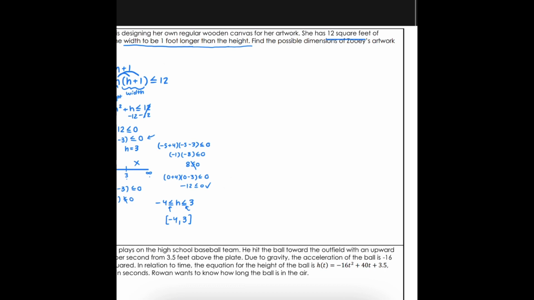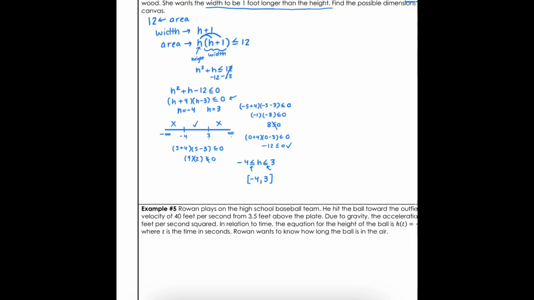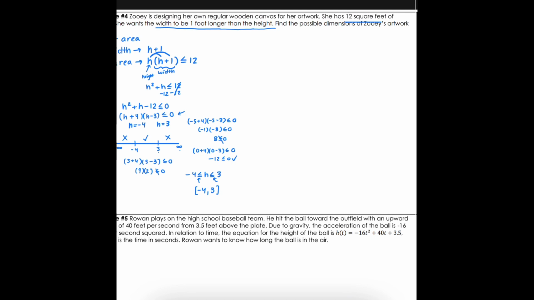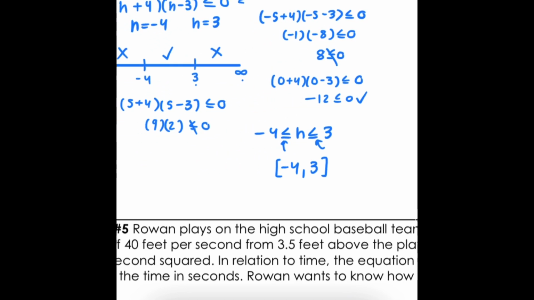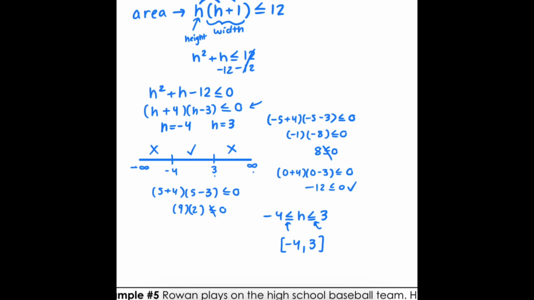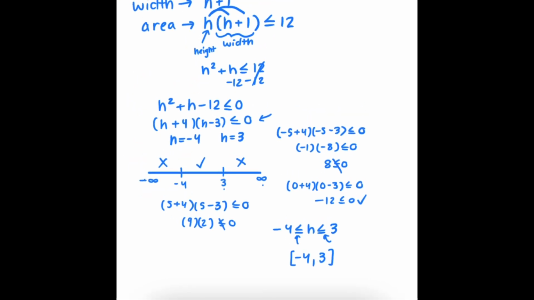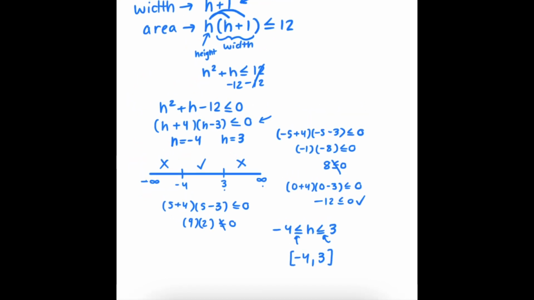And let's just go back and check what the question asked for. It said, what is the possible dimensions? So if these are our possible dimensions for our height, we could go back and plug in and find the width as well, the possible dimensions for the width. So this right here is the height, which means for the width, I'm going to add 1 to each of those, which would be this for width. I just added 1 to each of these because that's what the rule is right here.